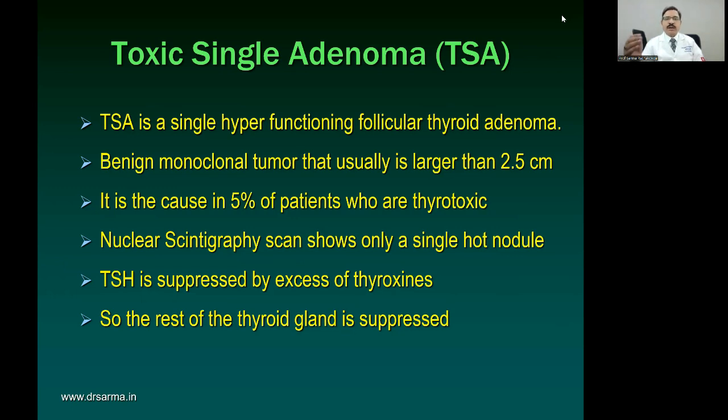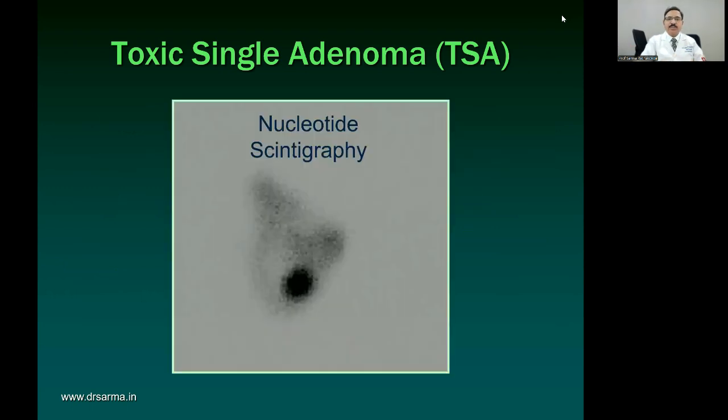TSH is suppressed by the extra thyroid hormone. So the rest of the thyroid gland is suppressed. This particular nodule is hyperfunctioning. Because the TSH is reflexly suppressed, by feedback inhibition, the rest of the gland will be sleeping. Because this particular nodule is secreting more, TSH is not secreted from the pituitary, it is reflexly stopped, and the rest of the gland will be sleeping. You see?